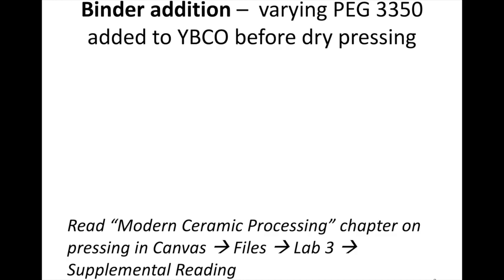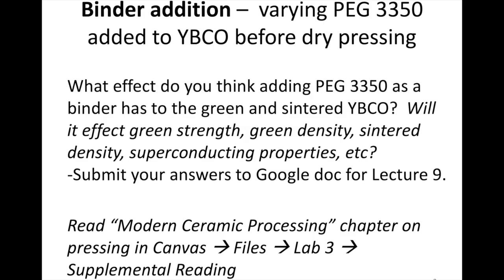and see if you can come up with a hypothesis or a series of hypotheses of what the effect is going to be on our YBCO. I want you to come up with what you think is going to happen. For example, is it going to have an effect on the green part, before sintering? Is it going to have an effect on the sintered YBCO? Will it affect green strength, green density, the sintered density? Will it affect some of the superconducting properties or any other thing you can think of?